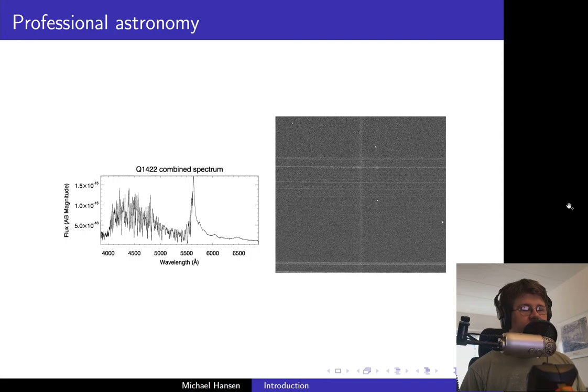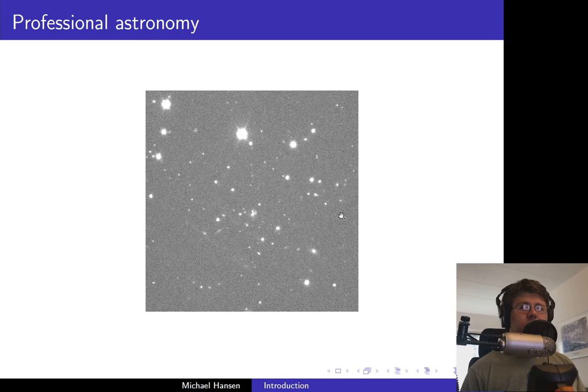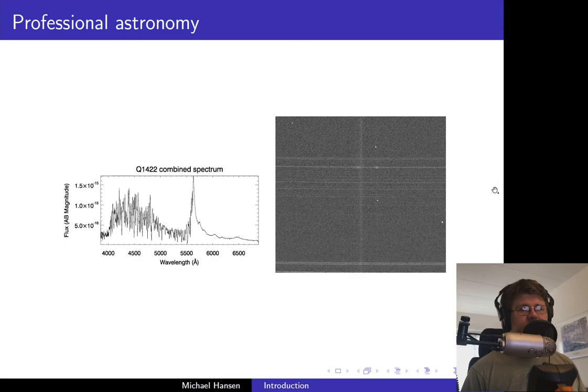So here, let me just go back. This is a normal image. Just when you open the shutter for the CCD, and you get in light, and then you can calibrate it, and this is the image that you get. You can also do another thing. You can put a slit in front. So this is a slit with a spectrometer in front. This is the same object as you see here, but in spectrometry.